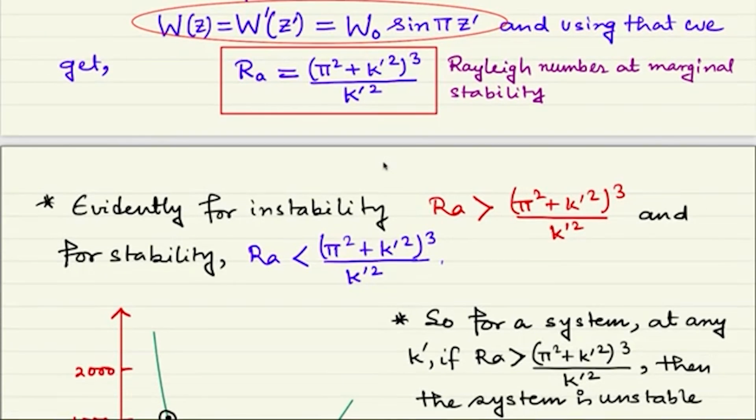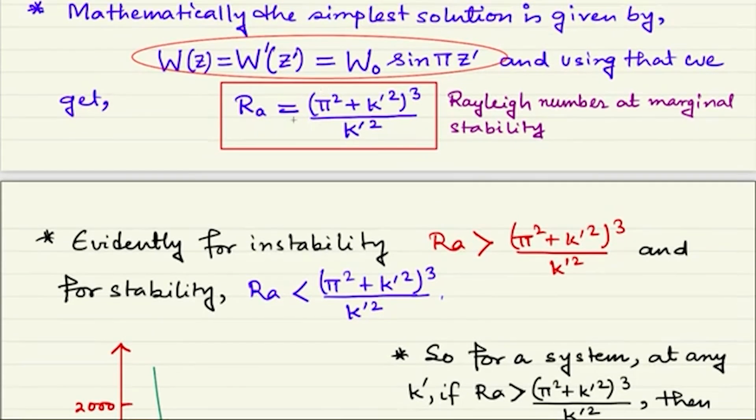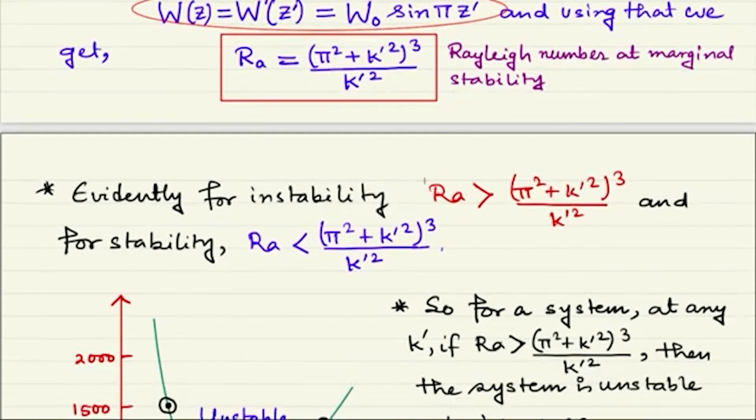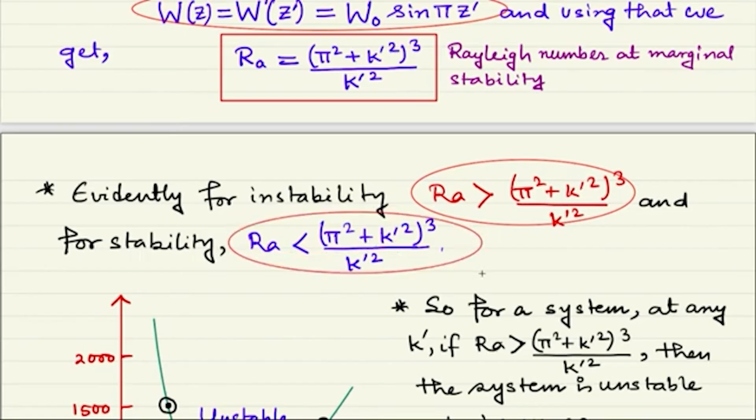Now evidently, for instability, Ra must be greater than this value, which is the Rayleigh number for the marginal instability. As I said, when the Rayleigh number goes larger and larger, the system can be subject to more and more instability. So when the Rayleigh number is greater than this marginal value, the system is unstable, and for stability, the Rayleigh number should be less than this value.